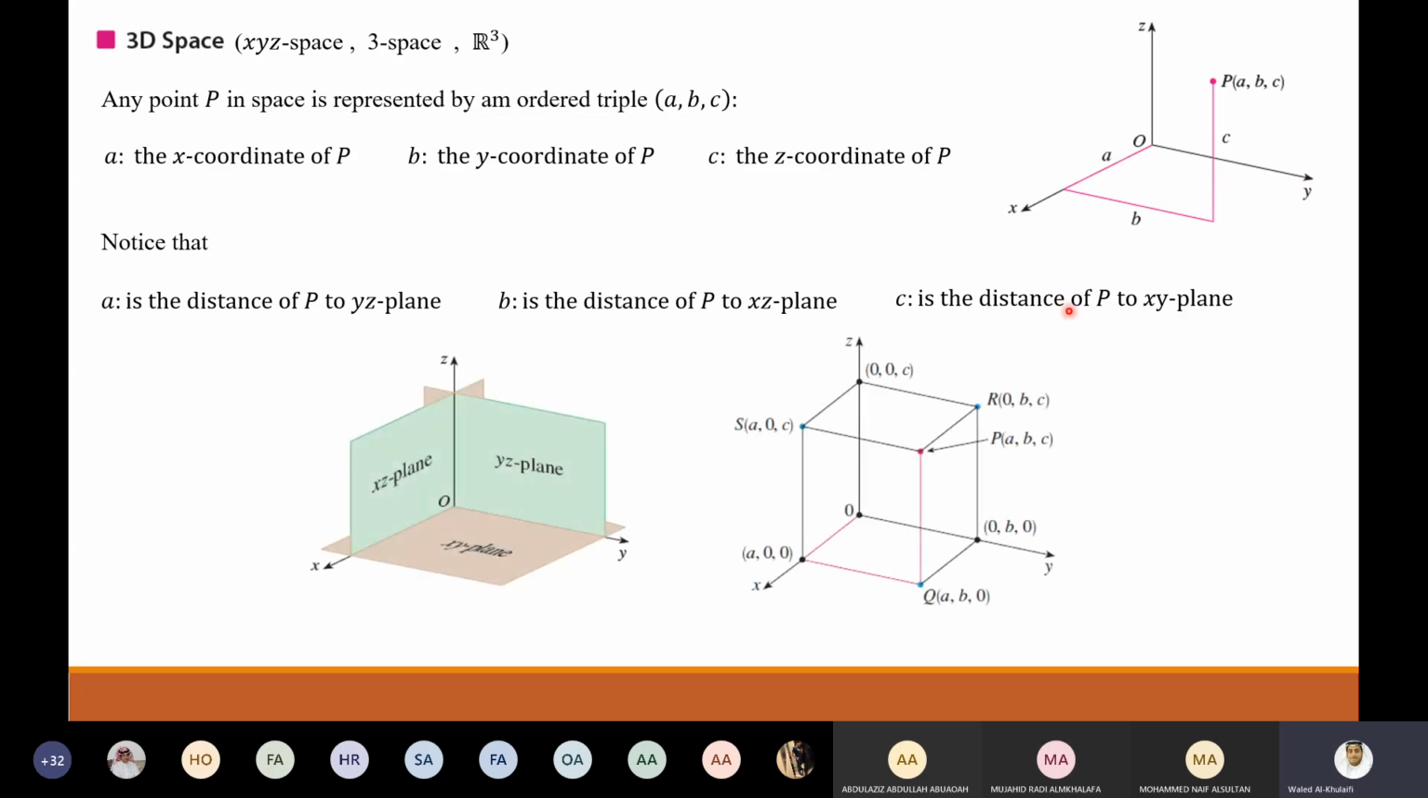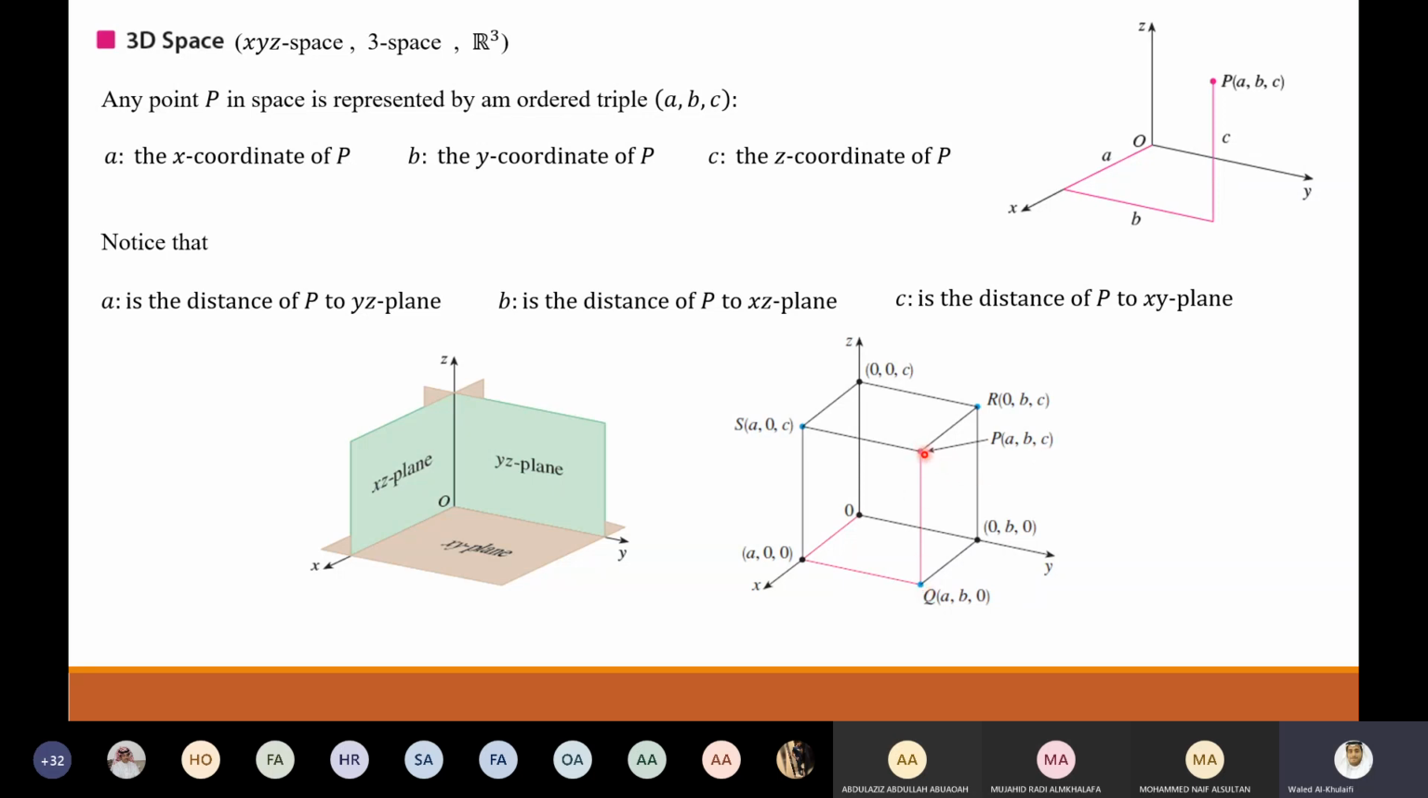Let's take the last one, the XY plane, which is this one. So you see this point, the XY plane is down, the floor. You want to know the distance from the point to the floor. What you will do, you will measure this line exactly as you see in my cursor, this line here. Now, how to measure this line? What is the length of this segment of line, which is C. So this is the distance.